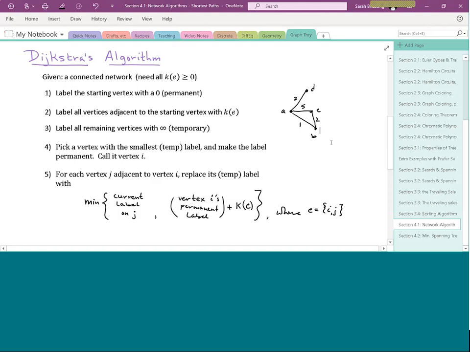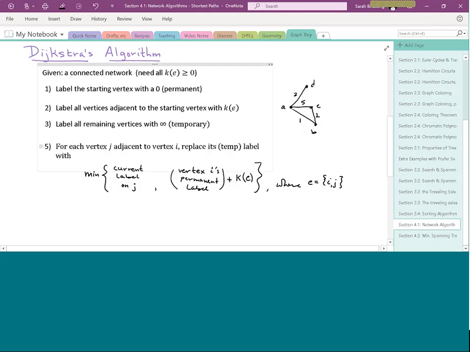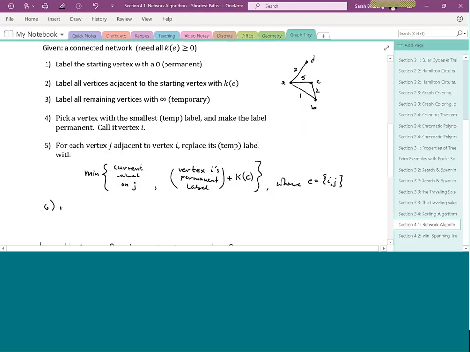All right, so that's the basics of Dijkstra's algorithm. You then iterate this step. So let me put that down here. Step 6: repeat steps 4 and 5 until all labels are permanent. And that's how you would close it off.